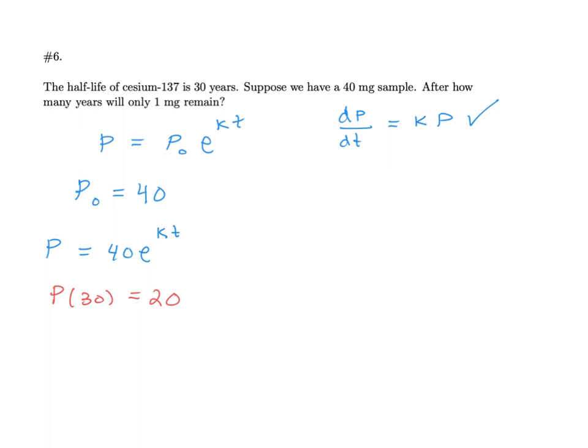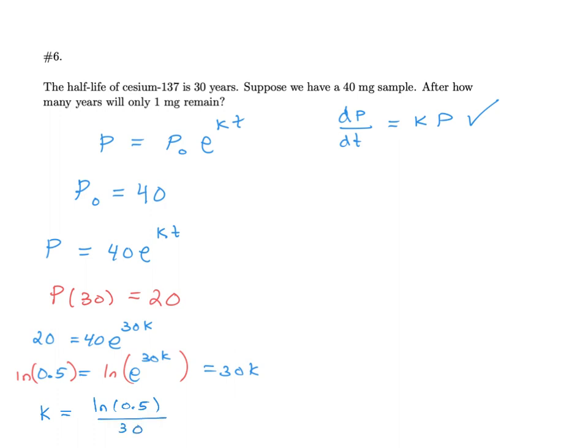We know that 20 is equal to 40 times e to the, I'll put 30k. First, I'll divide both sides by 40, which gives me 0.5 is equal to e to the 30k. And to solve for k, I'm going to take the natural log of both sides. And the reason for that is the natural log and e are inverses. It'll leave me with 30k. To solve for k, I'm going to divide by 30 on this side of the equation, and I'll write that k is equal to the natural log of 0.5 divided by 30. I now have my completed formula.